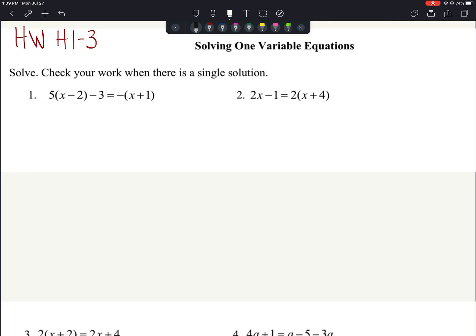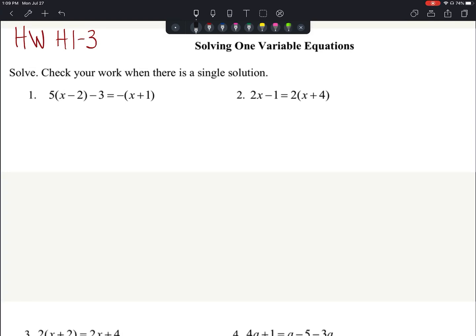Number 1, we have 5 times the quantity of x minus 2 minus 3 equals the opposite of the quantity of x plus 1. Now, I don't know who your Algebra 1 teacher was or how you learned how to solve equations, but the way we typically look at doing it is to simplify each side of the equation, and then we can cross over the equal sign there to get the like terms together.